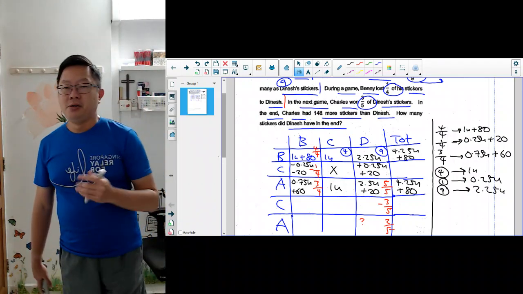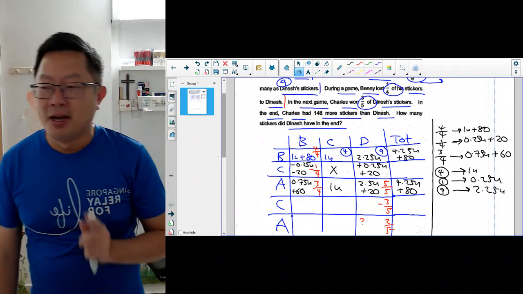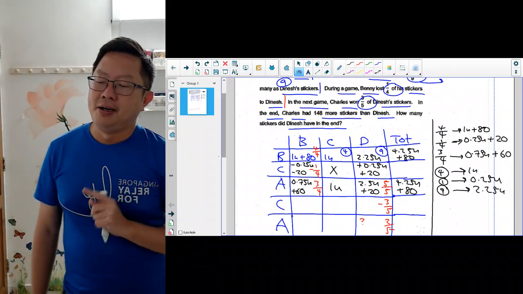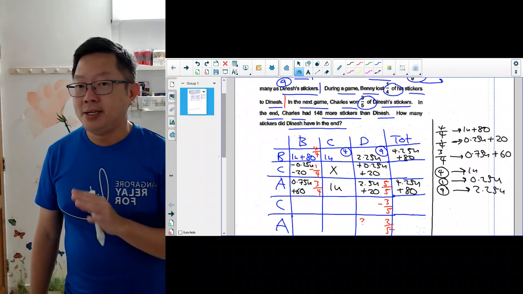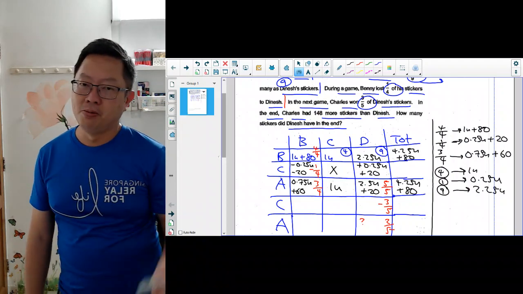Okay, so you have a table and you fill in the boxes. And you may see that there's a lot of steps. Yeah, there's a lot of steps, but otherwise it's quite simple to use a table to work out the answer.